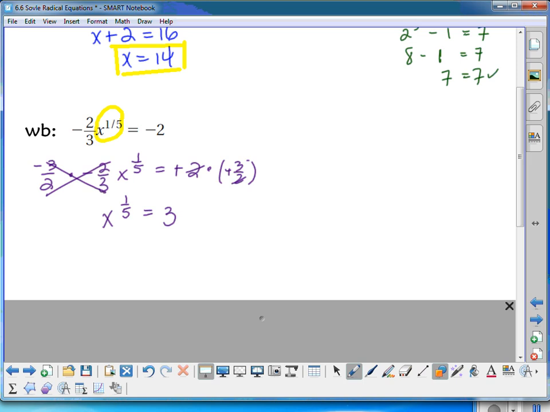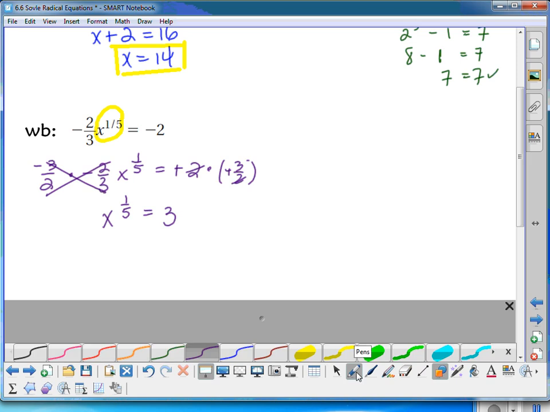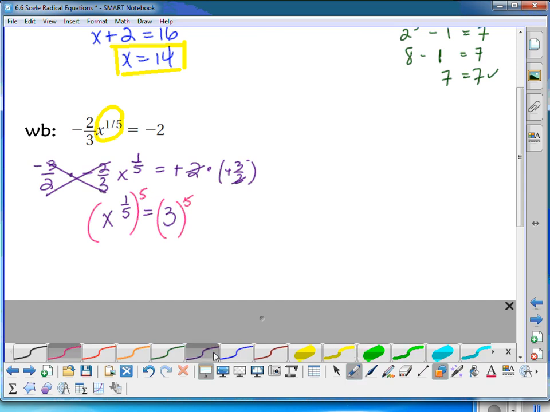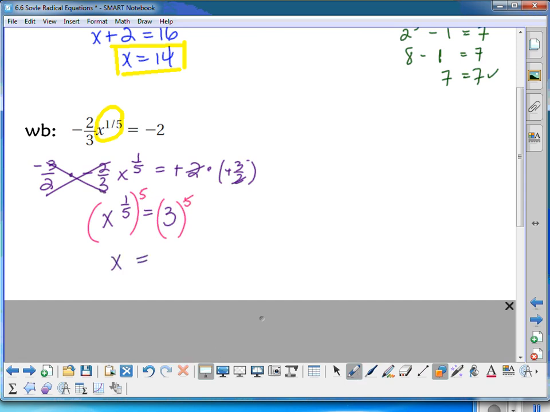If you don't do that first, you're going to end up with a completely different number for an answer. In fact, it sounds like 48 is what you ended up with, because a few of you got that. So now, if I want to get rid of that 1/5 power, I have to raise it to the power that's the reciprocal of 1/5, which is 5. And so then x would equal 243. Okay? Any questions?